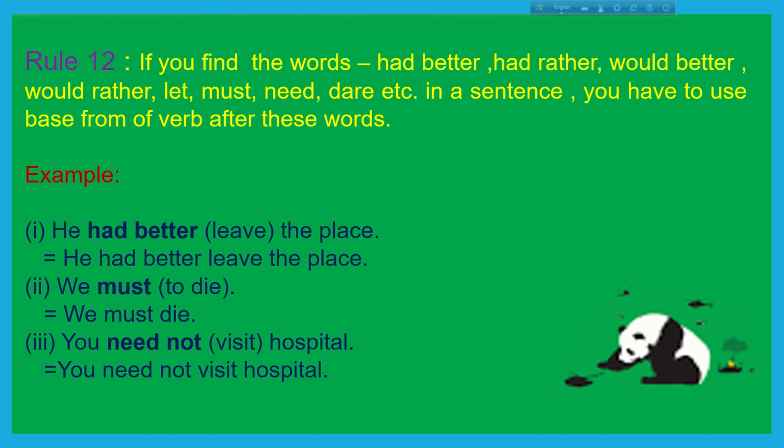Rule 12. If you find the words had better, had rather, would rather, let, must, need, dare, etc. in a sentence, you have to use the base form of verb after these words. That means you have to use the present form of verb after these words. Let's see the example, then you will be more clear.